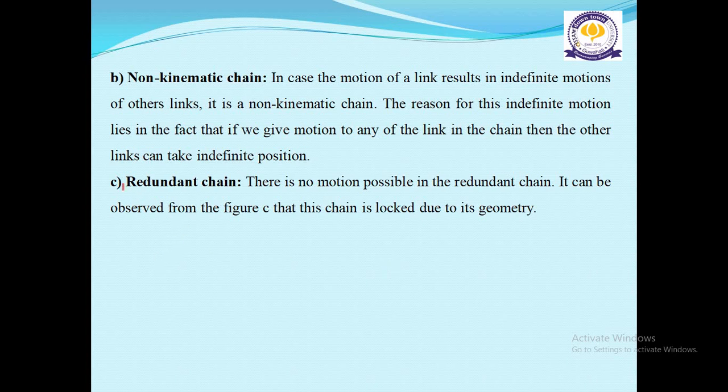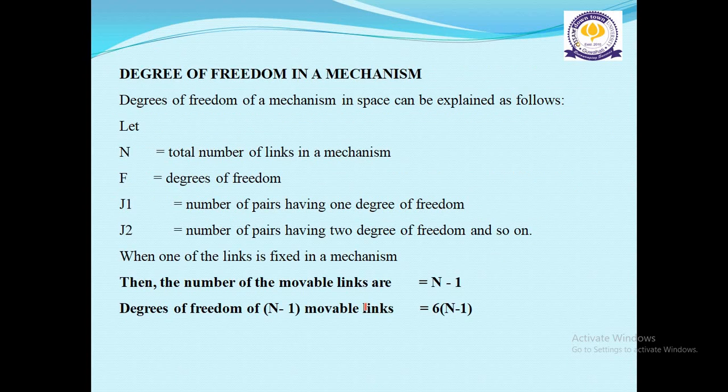Next, number C is the redundant chain. There is no motion possible in the redundant chain. It can be observed from the figure that this chain is locked due to its geometry. Next, degree of freedom in a mechanism. The degree of freedom of a mechanism in space can be explained as follows.